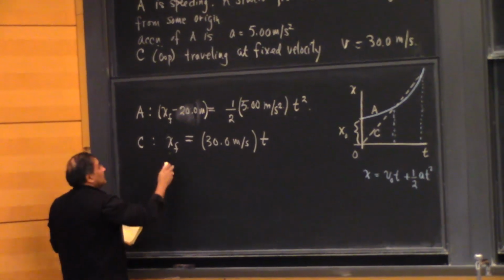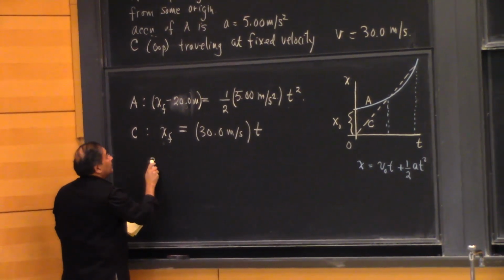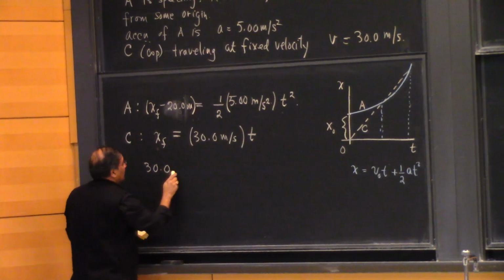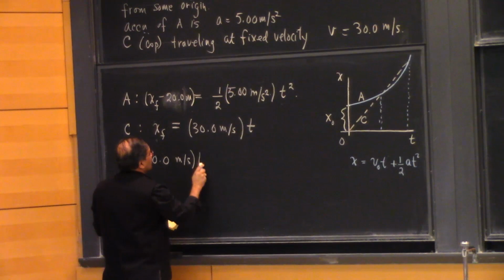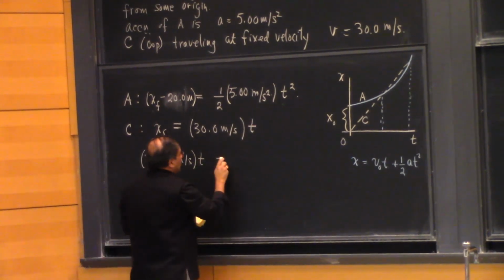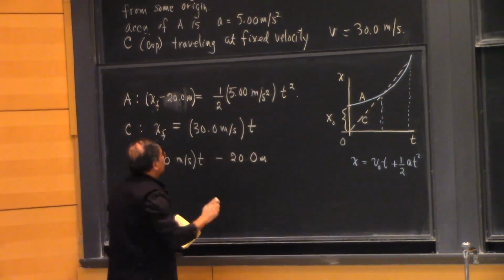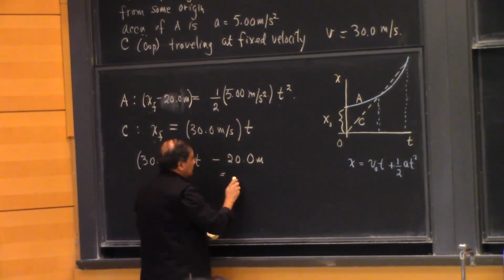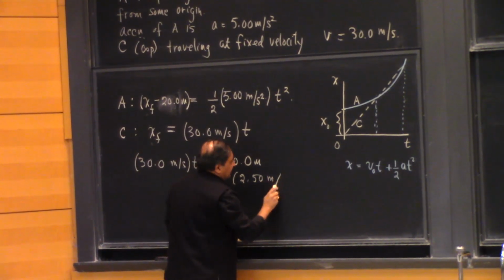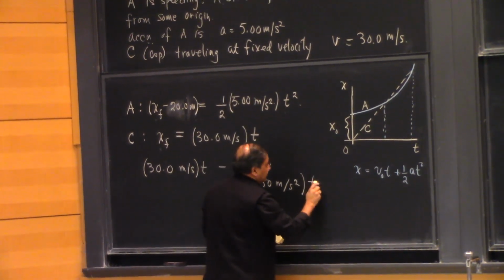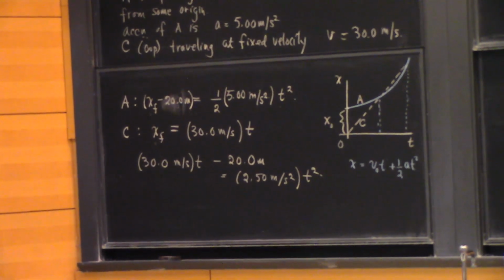So I would just stick this in there. So I can write 30.0 meters per second times time. So that would give me this minus 20.0 meters. So that's the left hand side of this equation. And then I can write this is equal to half of 5 is 2.5. So 2.50 meters per second squared times t squared. So clearly I have a quadratic equation and we know how to solve a quadratic equation.